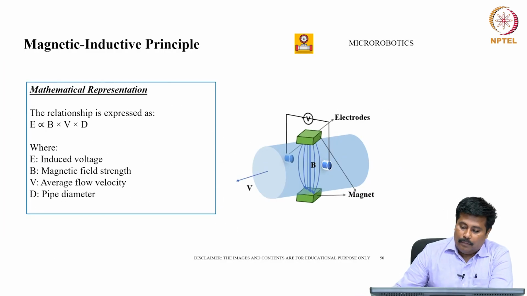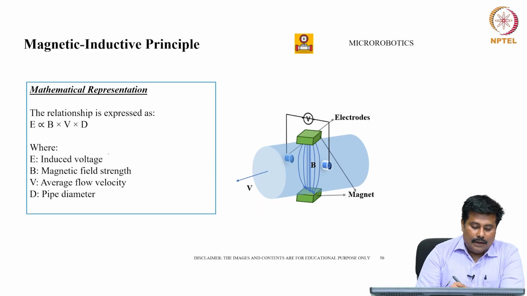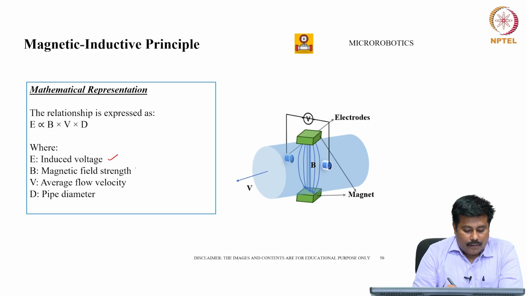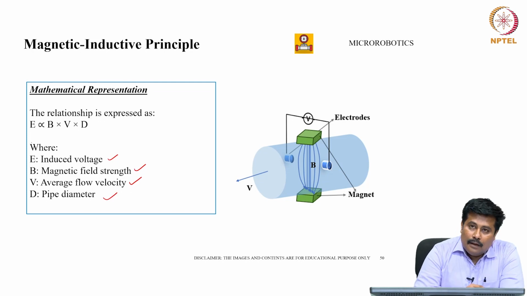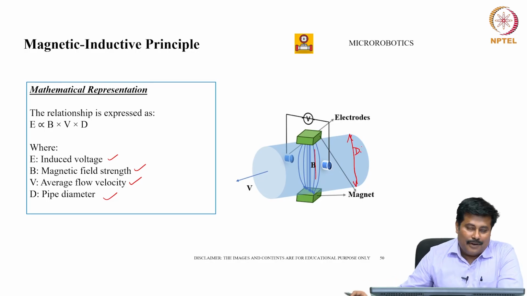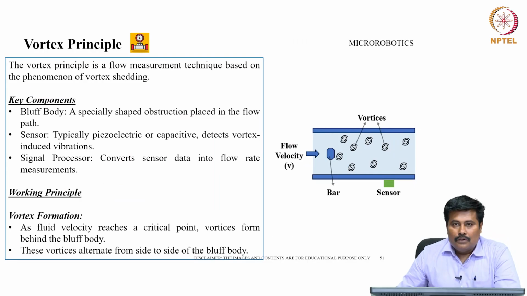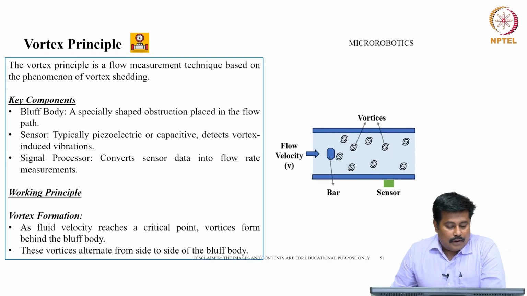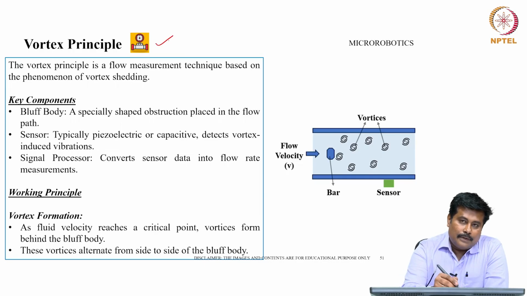Now, when we mathematically represent this, the relationship is expressed as: E is the induced voltage, B is the magnetic field strength, V is the average flow velocity, and D is the diameter of the pipe. So, E is proportional to B V D, where B is the magnetic field strength, V is the average flow velocity and D is the diameter of the pipe.